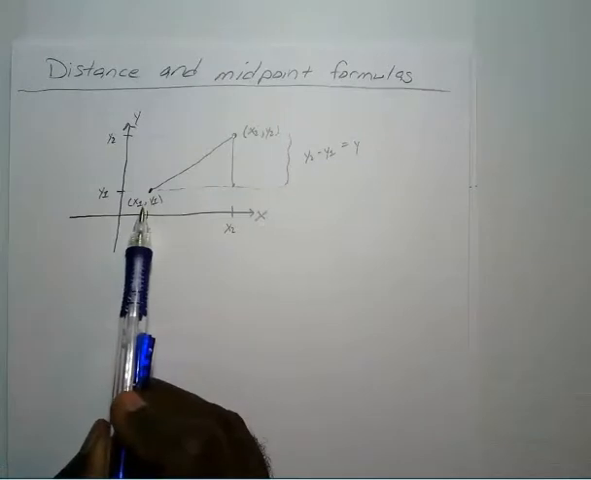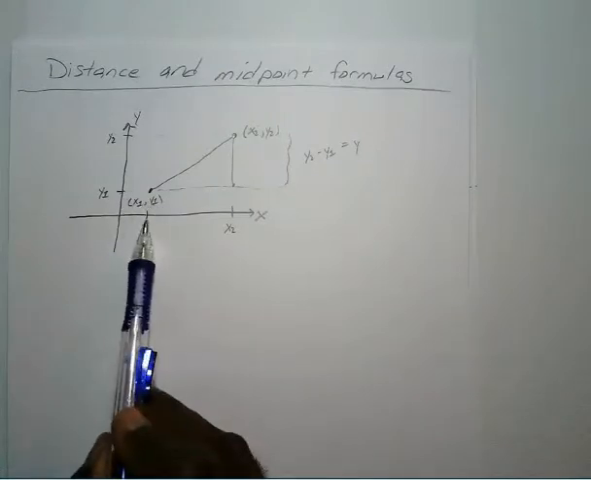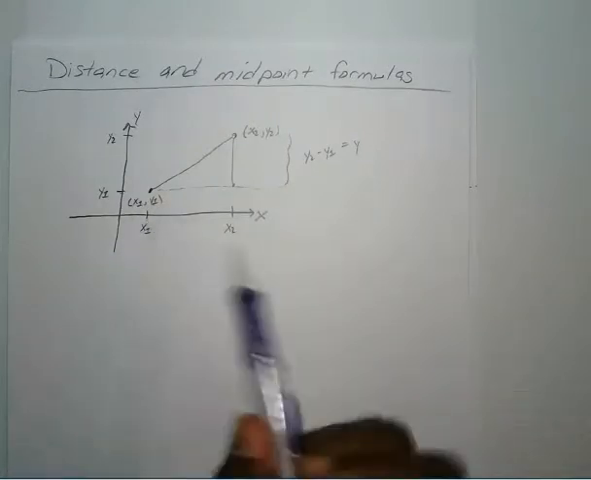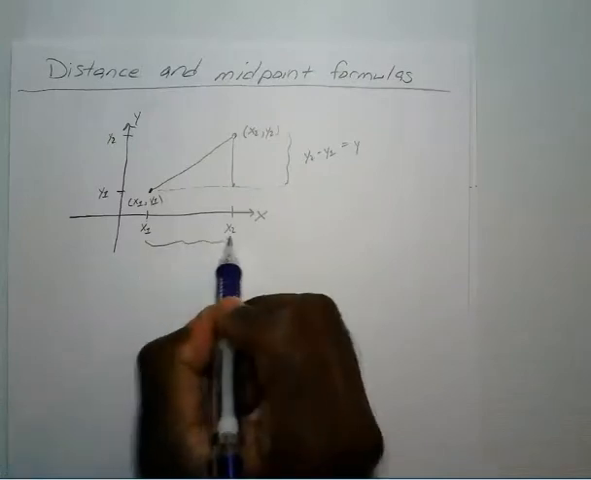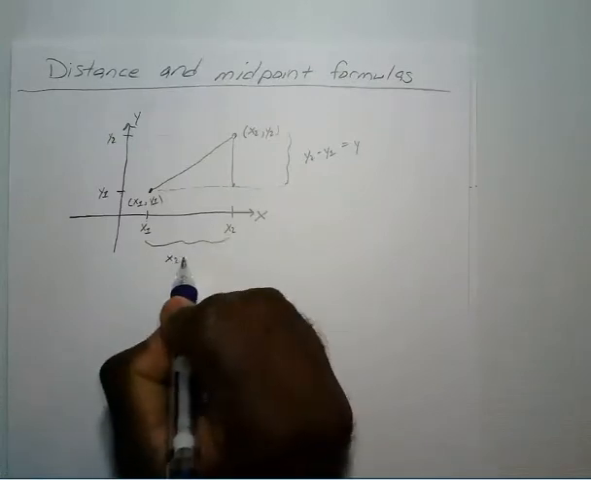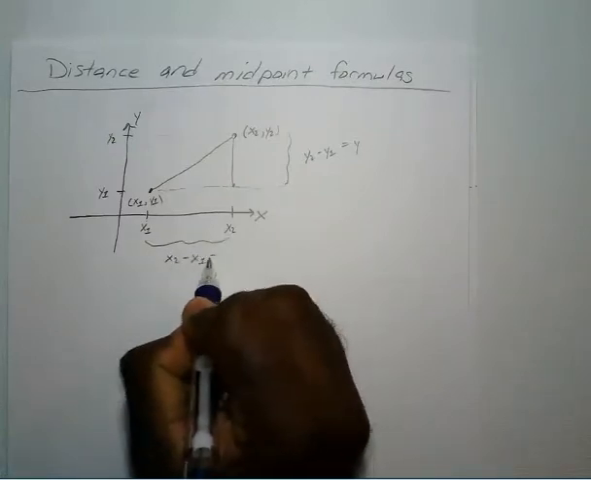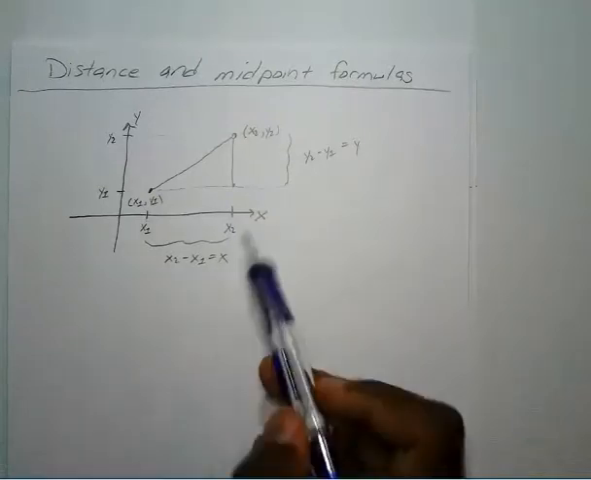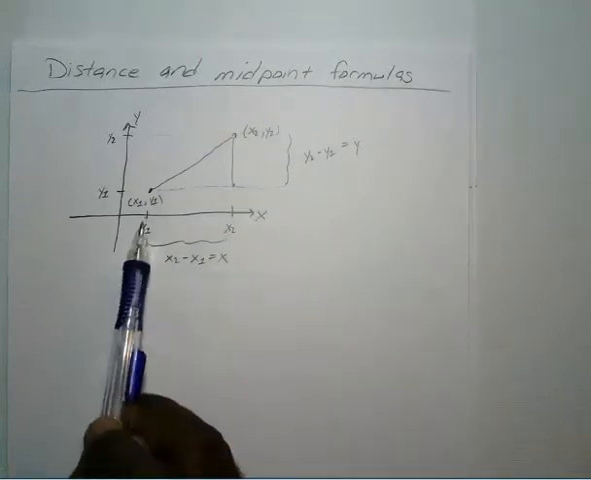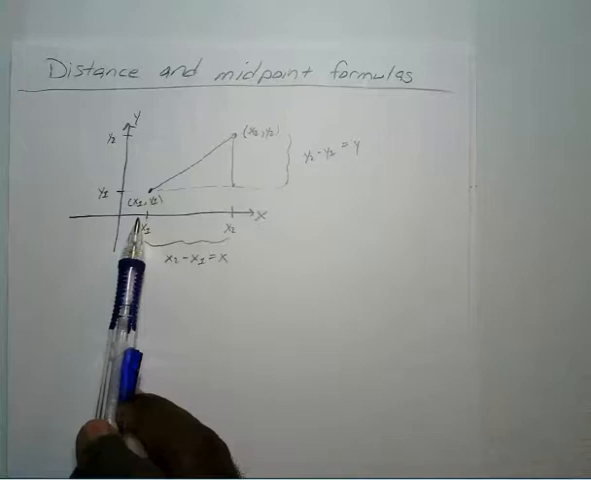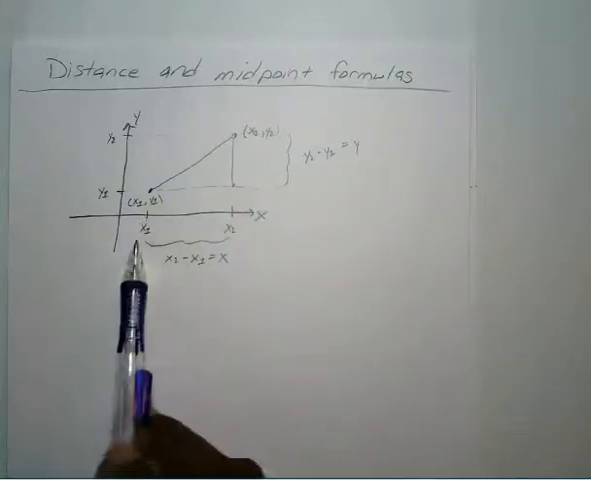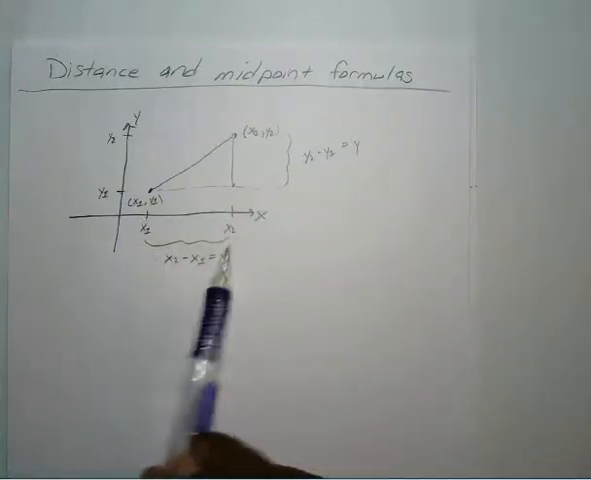Okay, same thing with the x1 and y1 here, the distance between your x2 and x1. Your x2 minus x1 will make that equal your x. So if your second x was 7 and your first x was 3, 7 minus 3 would give your x a distance of 4.